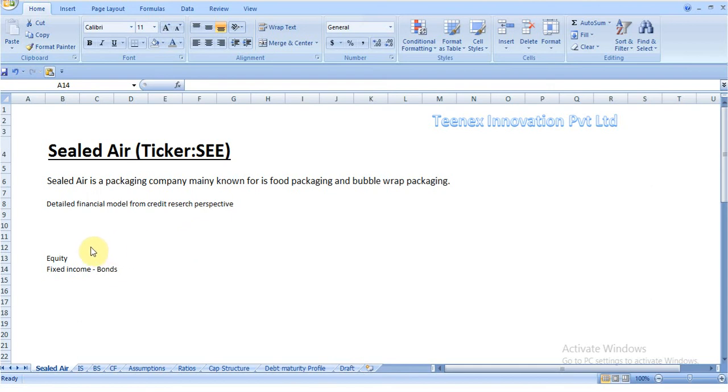Hi all, in this exercise we are going to learn about credit modeling of Sealed Air. Sealed Air is a packaging company mainly known for its food packaging and bubble wrap packaging, and it is a US based company. And in this exercise we are going to create a detailed financial model from a credit research perspective. But before we move ahead, I just want to clarify a few things.